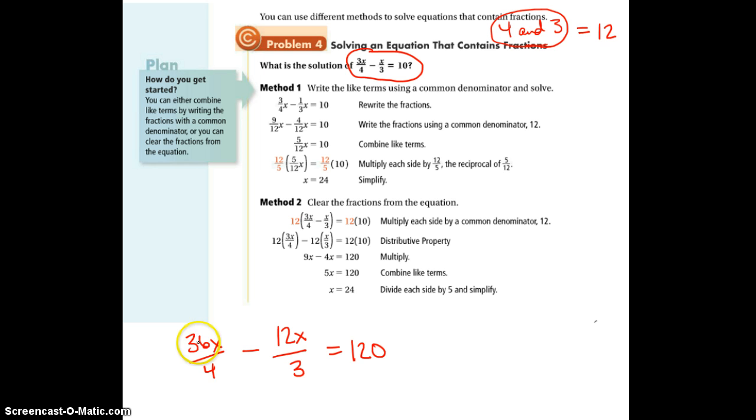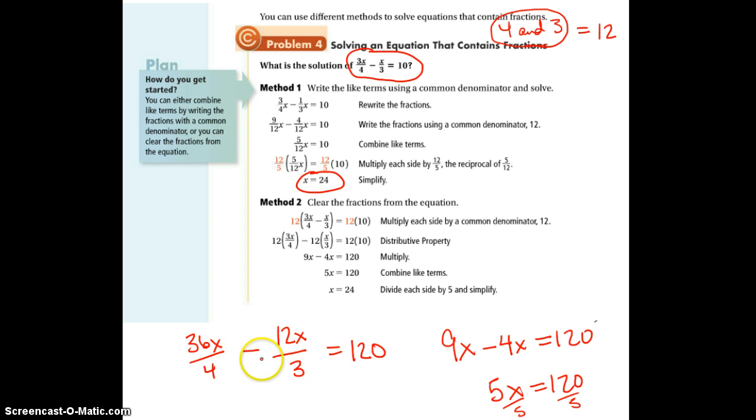Now, the nice thing about this is that 36 divided by 4 is 9x. 12 divided by 3 is 4x, and that's equal to 120. So 9x minus 4x gives you 5x. Divide both sides by 5, and you get your answer, x equal to 24. Now they show it a little bit differently, but usually multiplying everything by that common denominator is the easiest first step. So get rid of those fractions. This is the one that they do in this second method right here. They multiply everything by the common denominator.